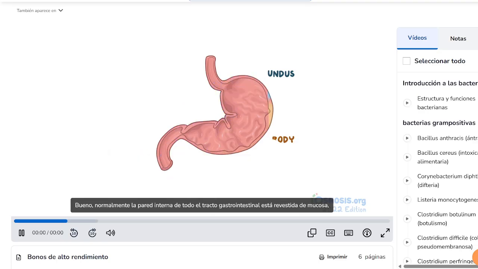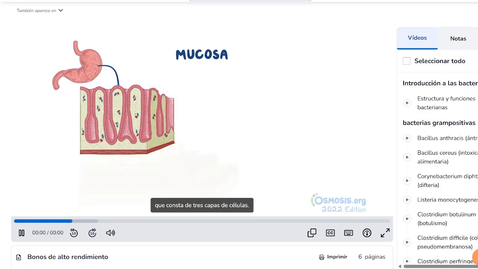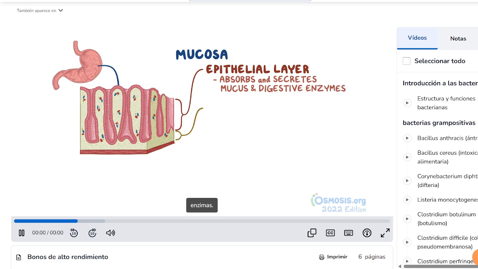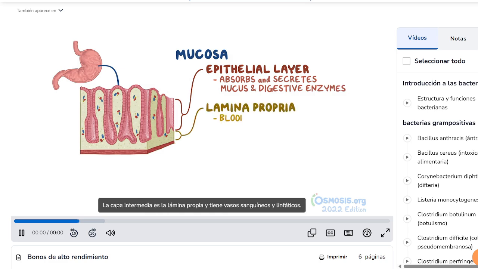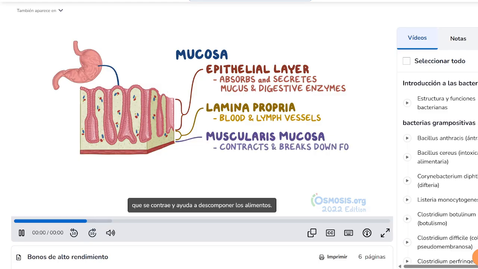Okay, now normally, the inner wall of the entire gastrointestinal tract is lined with mucosa, which consists of 3 cell layers. The innermost layer is the epithelial layer, and it absorbs and secretes mucus and digestive enzymes. The middle layer is the lamina propria, and it has blood and lymph vessels. The outermost layer of the mucosa is the muscularis mucosa, and it's a layer of smooth muscle that contracts and helps with the breakdown of food.